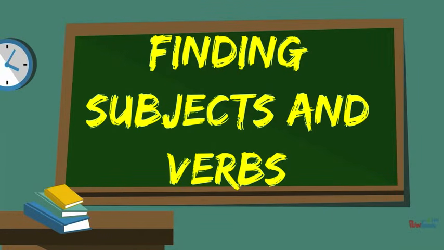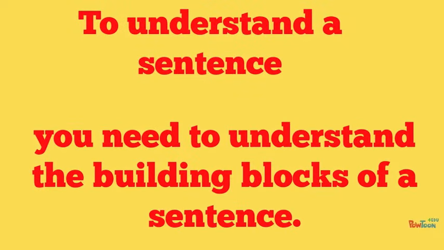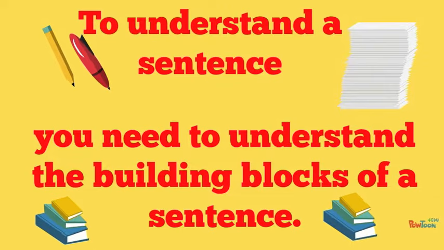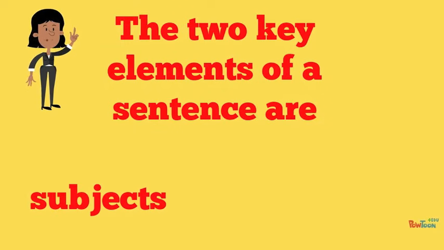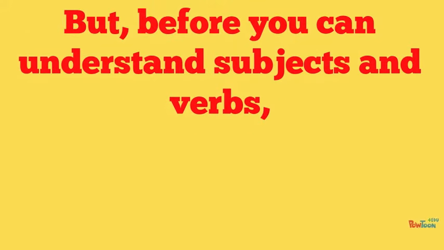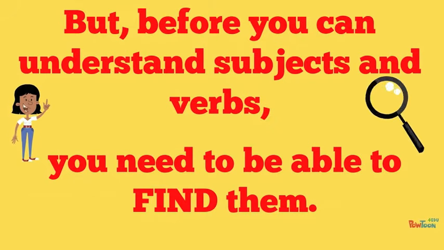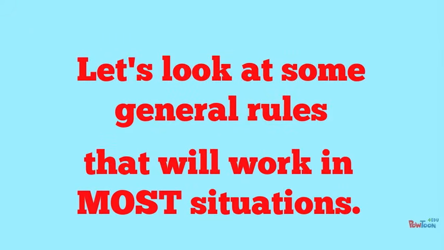Finding subjects and verbs. To understand a sentence, you need to understand the building blocks of a sentence. The two key elements of a sentence are subjects and verbs. But before you can understand subjects and verbs, you need to be able to find them. Where? Let's look at some general rules that will work in most situations.